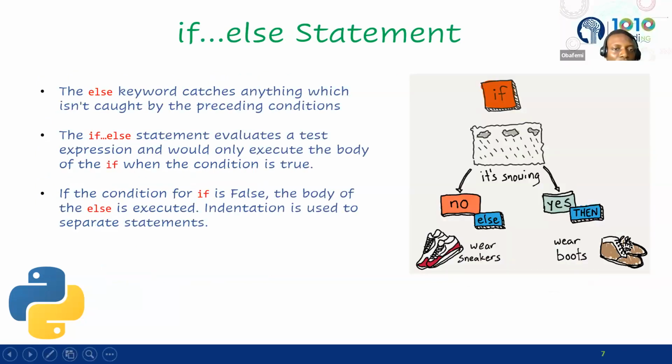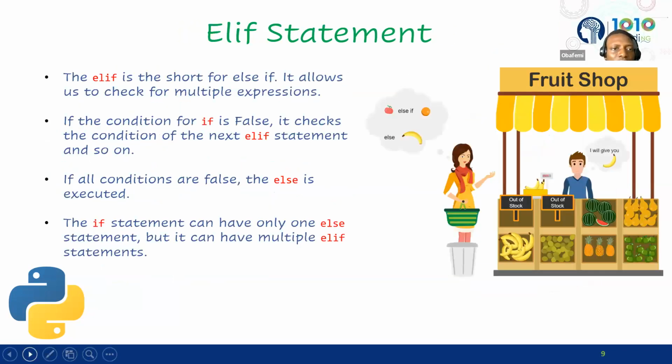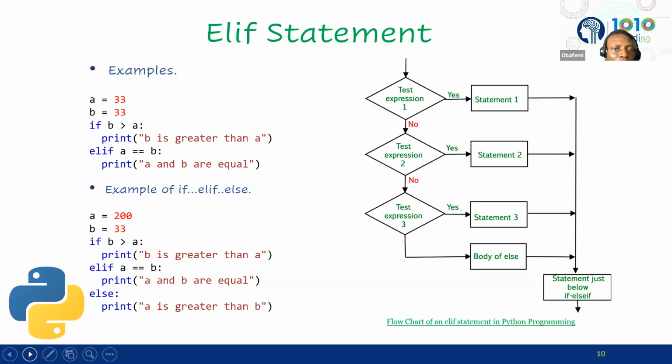So the else keyword catches anything which isn't caught by the preceding conditions. The if else statement evaluates a test expression and would only execute the body of the if when the condition is true. So we already explained this. We looked at this. We looked at elif. We've done an example of this.